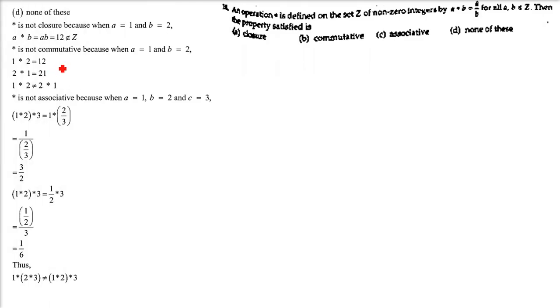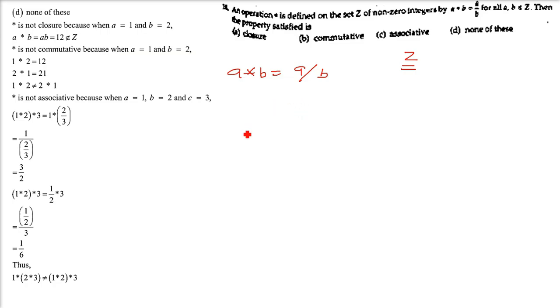An operation star is defined on the set Z of non-zero integers by a star b equals a by b for all a and b belonging to Z. Then the property satisfied is... So I am talking about Z. You can take an example, but we have to check for closure also. When we operate, the result should belong to Z.